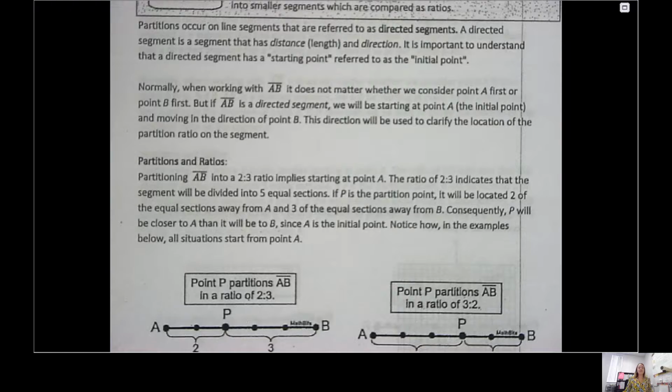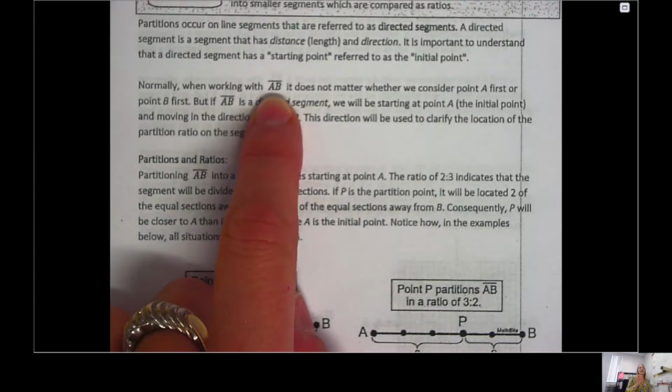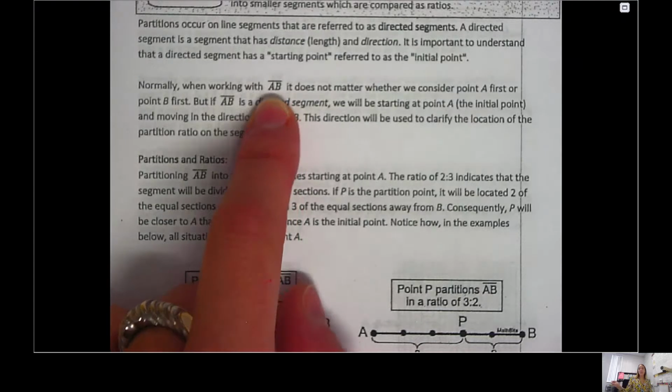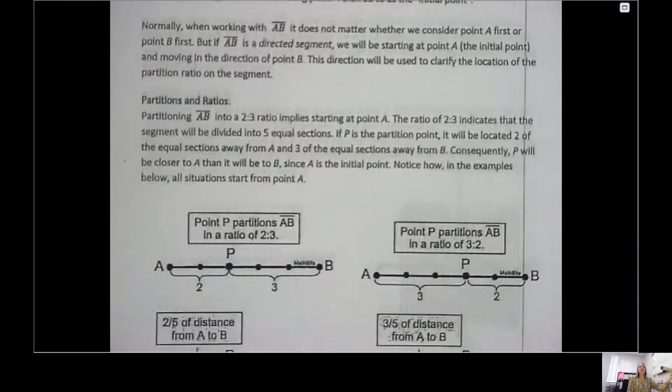Normally, when looking at AB, it does not matter whether we consider point A first or point B first. But if AB is a directed segment, we would be starting at point A, the initial point, and moving in the direction of point B. This direction will be used to clarify the location of the partition ratio on the segment. Thank you. So if I give you a segment and I call it segment AB, that means you have to start at A and end at B. If I say segment BA, that means you start at B and end at A. So direction is really important when it comes to our partitioning.